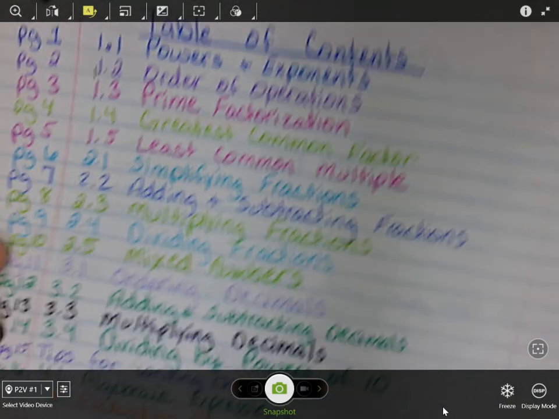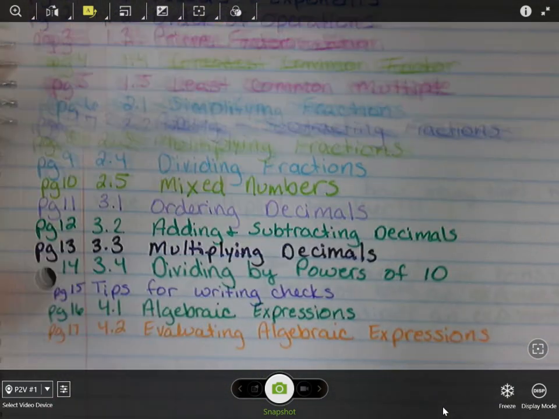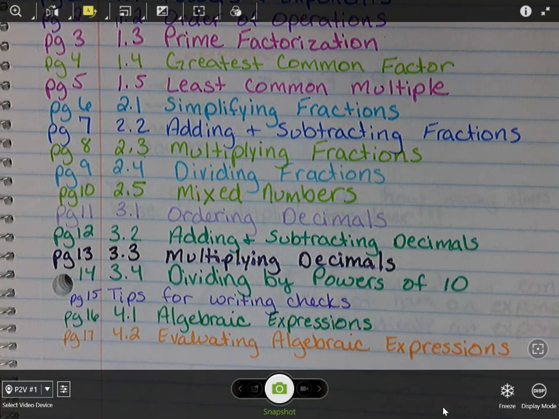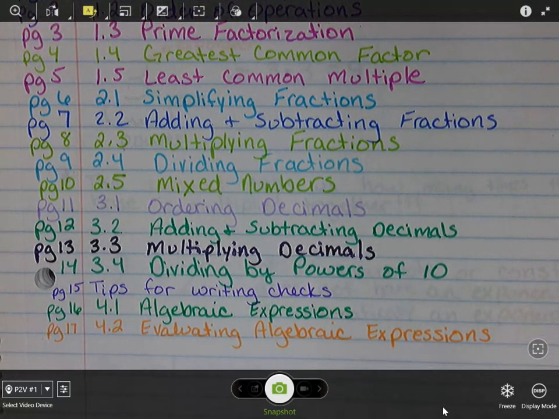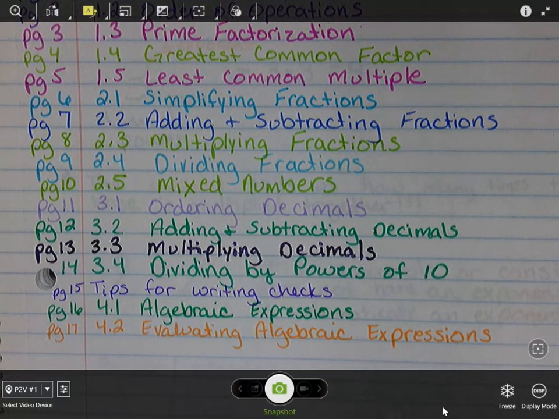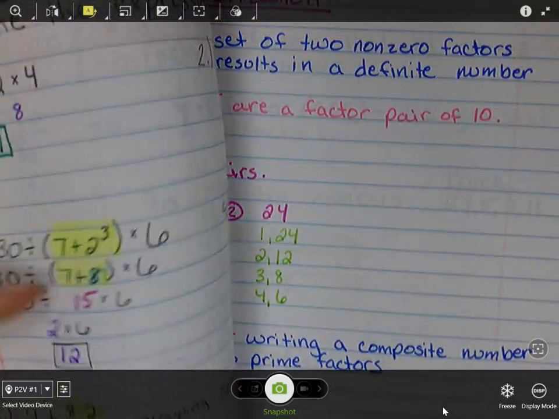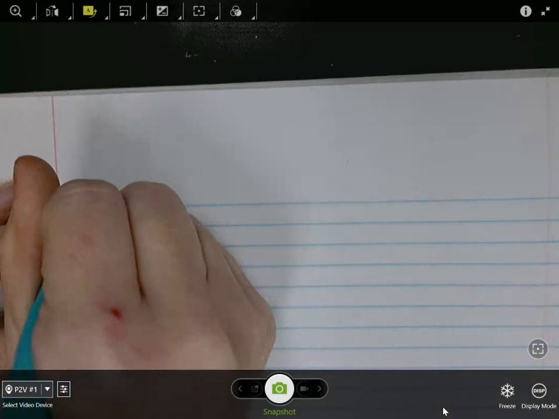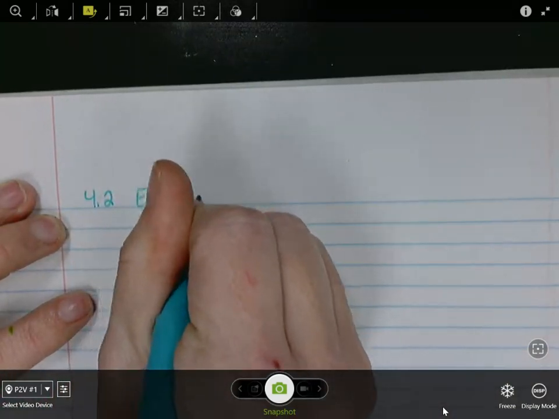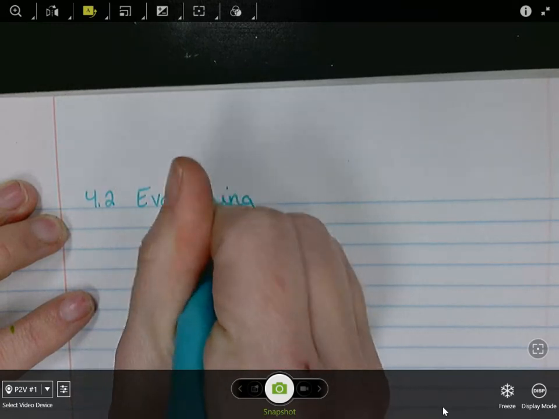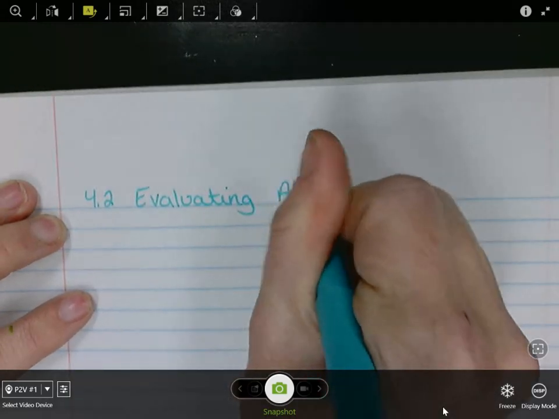Okay. And so on your table of contents, you need to put page 17, 4.2, evaluating algebraic expressions. All right, so let's turn over to page 17. And at the top, you're going to want to put 4.2, evaluating algebraic expressions.